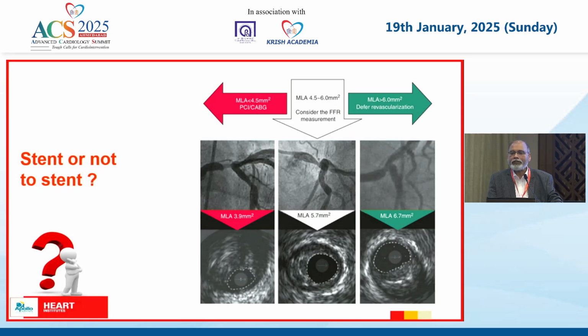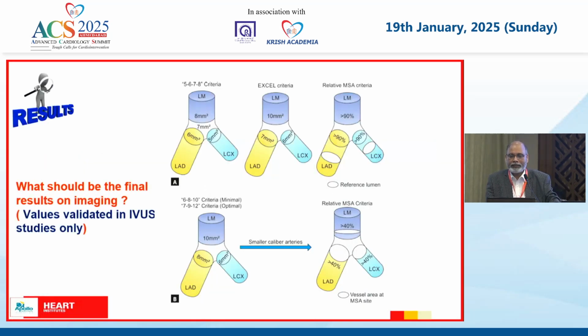For example, whether to stent or not, this is a very common diagram from the JACC, which shows that if it is 4.5 to 6, you go for FFR. If it is beyond 6, just leave it alone. If it is less than 5, try to do something for it. Now, this is the recent criteria which states that we do not stick to the numbers of 5, 6, 7, 8. We now have to go to the numbers of 7, 9, 12. This is the minimum criteria that we have.